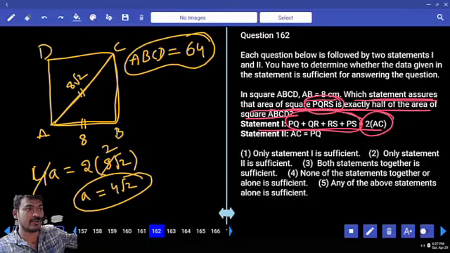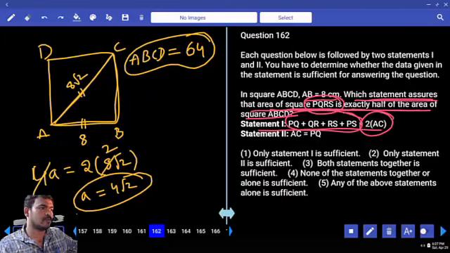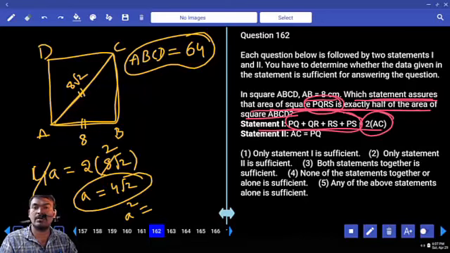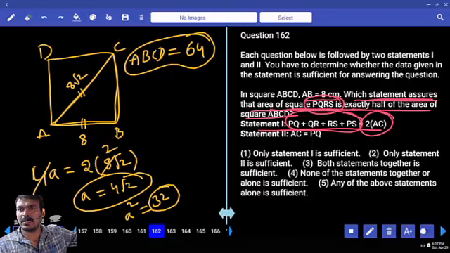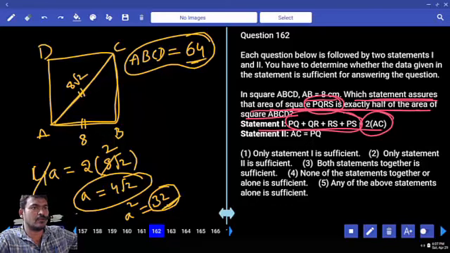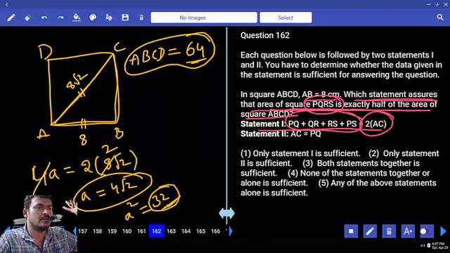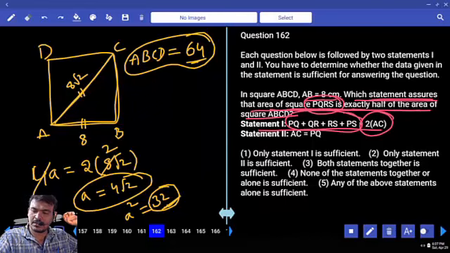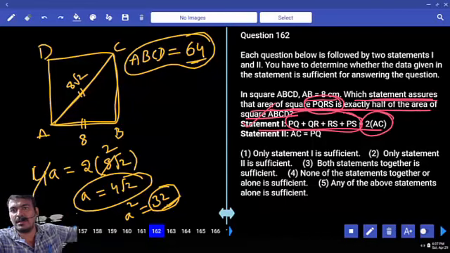That is the side of which one? PQRS square. Okay. What is the PQRS area? A square equals 16 into 2, how much? 32. That is the PQRS area. And the PQRS area is 32, but the ABCD area is 64. 32 is half of which one? 64.